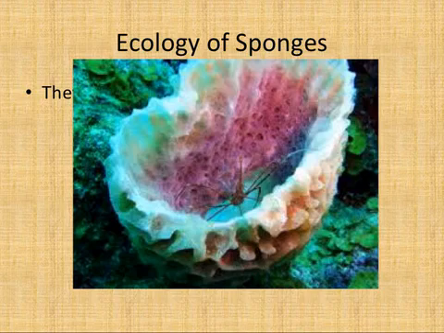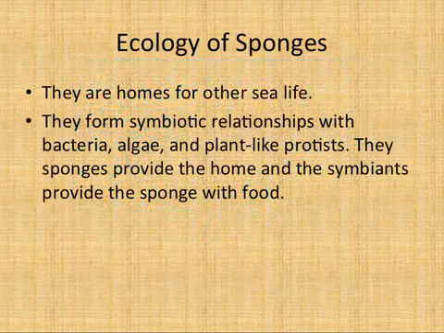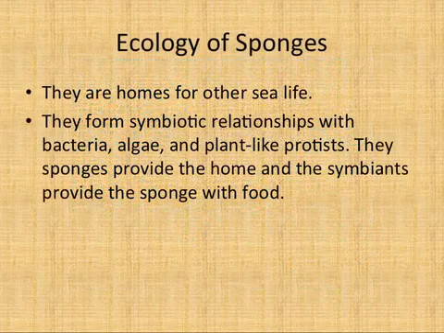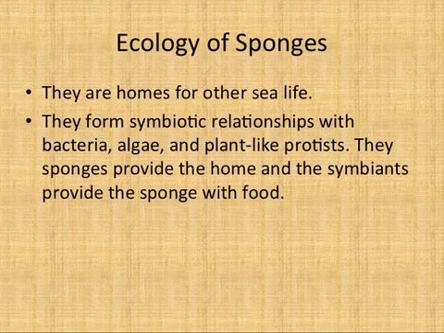The sponge protects the crab, and in turn the crab will eat, and some of those little food particles that fall away from the crab the sponge can take up. Sponges also form symbiotic relationships with bacteria, algae, and plant-like protists. They provide homes for these symbionts, and the symbionts provide the sponge with food.